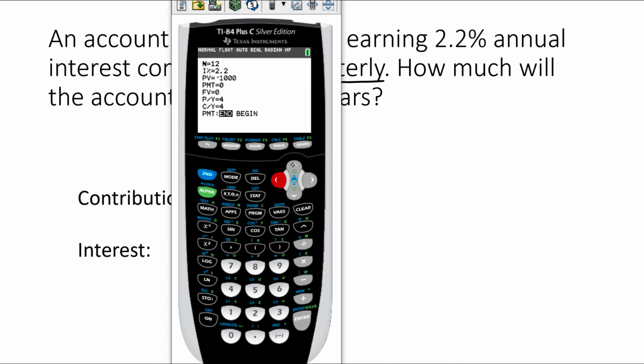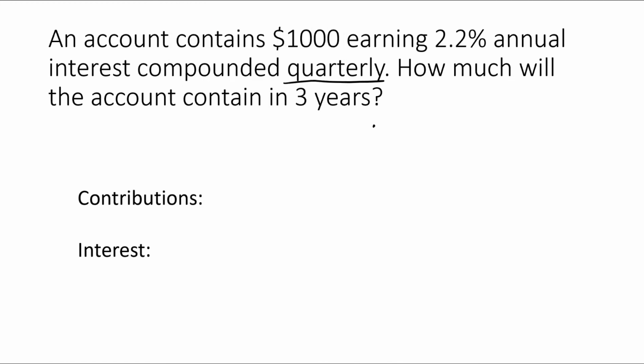All right, so now we want to solve for the future value. So we'll move up to future value and we'll press the alpha button and then enter. All right, so it's $1,068.03. All right, so now we want to find contributions and interest.